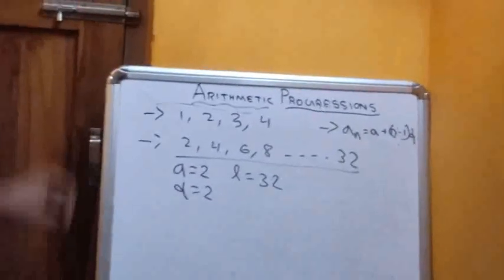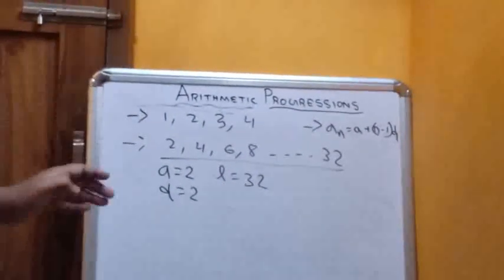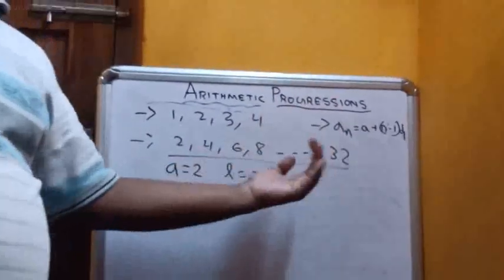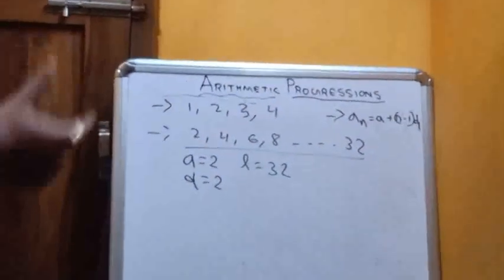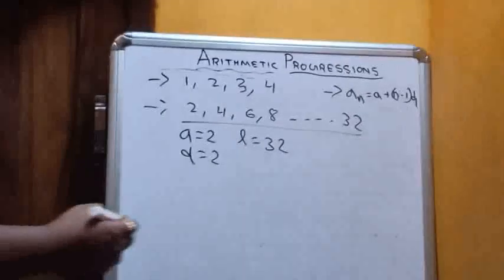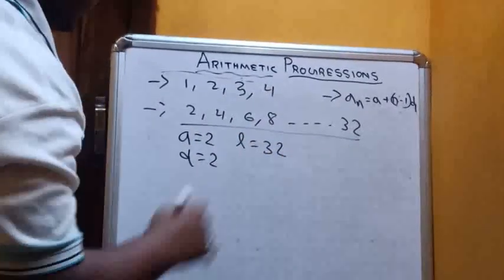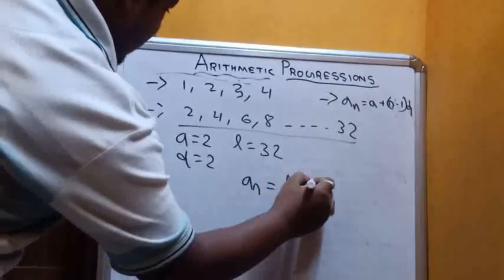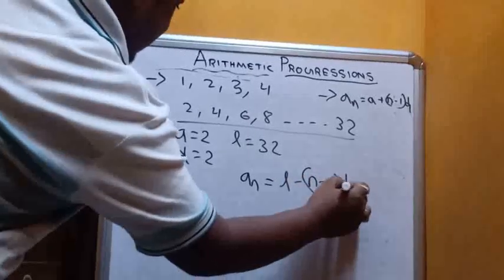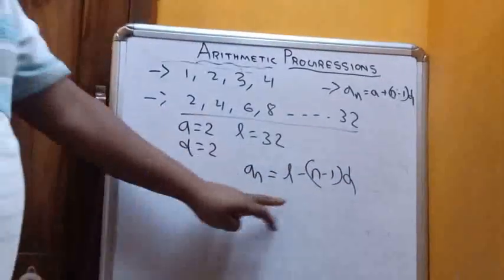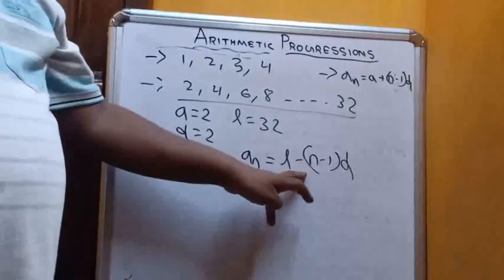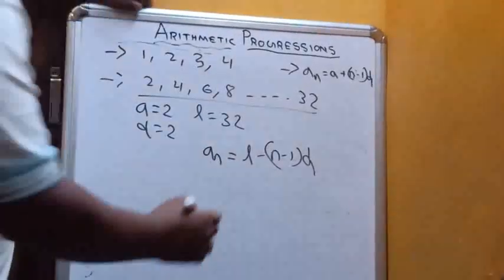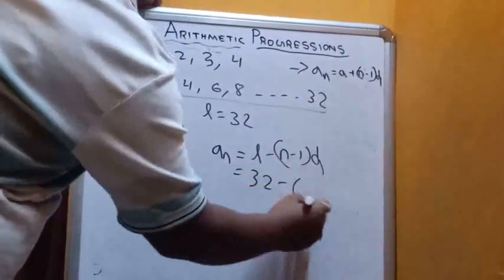In the question, he told us to find the fifth term from the end. So what do you have to put? The formula is here. When you are finding a term from the last term, you write a_n = l - (n - 1)d. Instead of a, you put l, and the plus symbol in the formula becomes minus. So l is 32, minus (n - 1).